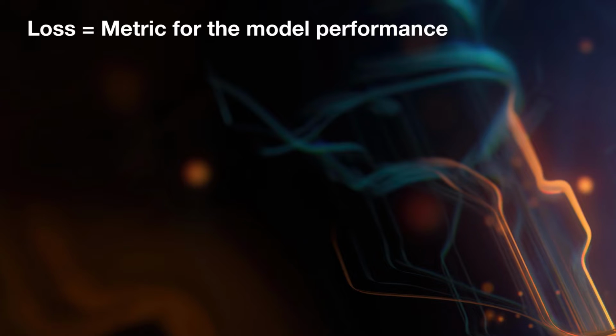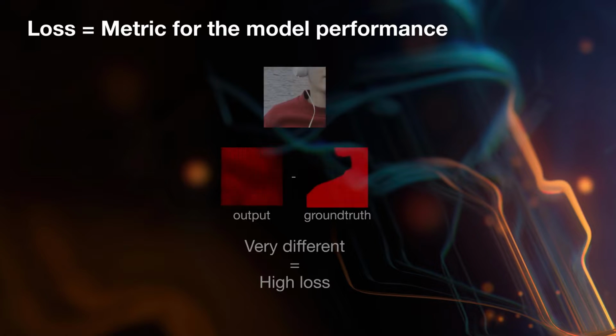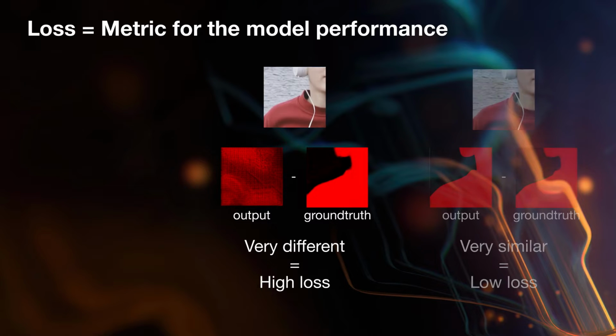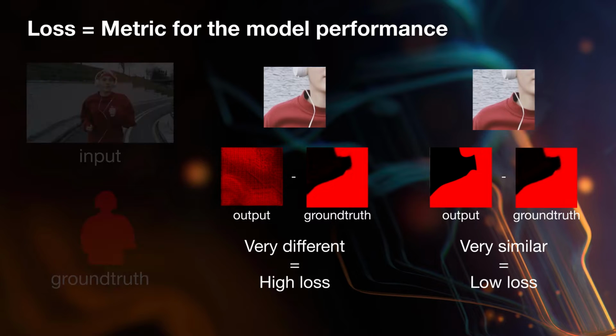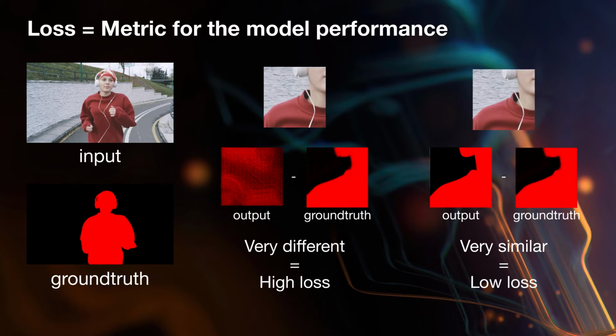But first, what is the loss exactly? It is a metric which represents how well the model's output matches your ground truth data. CopyCat is trained with a pixel-based loss, so a lower loss indicates a better match.